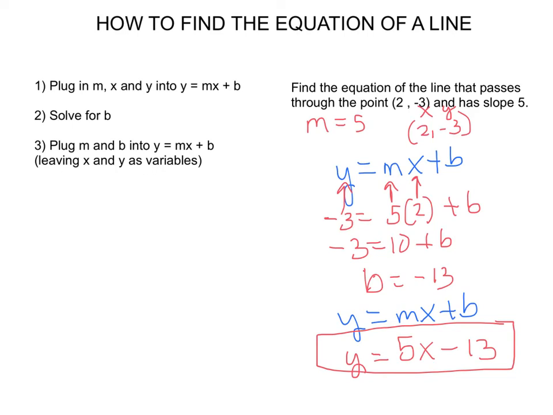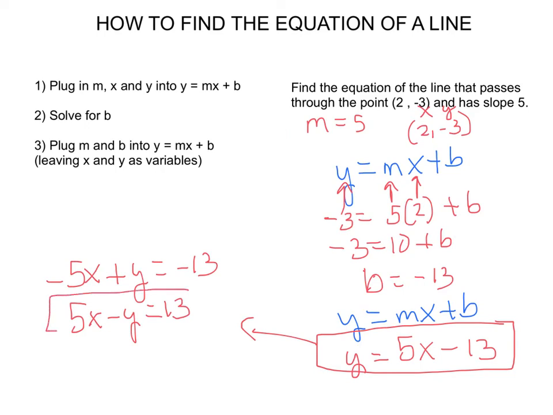If the problem asks you to put it in standard form, all you need to do is bring the 5x over. So we get negative 5x plus y is equal to negative 13. And we switch all of our signs. We multiply everything by negative 1. And we get 5x minus y is equal to 13. And that is the same equation written in standard form.